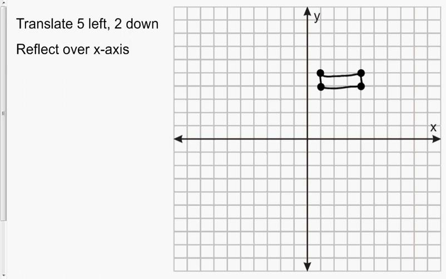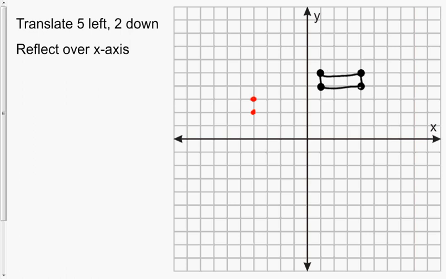We'll make the first one red. So if I go 5 left and 2 down, that means every single point goes 5 left and 2 down. So it should end up right there. And that's right here. Now I'm going to do 5 to the left, 1, 2, 3, 4, 5, 2 down. So it should end up right there.